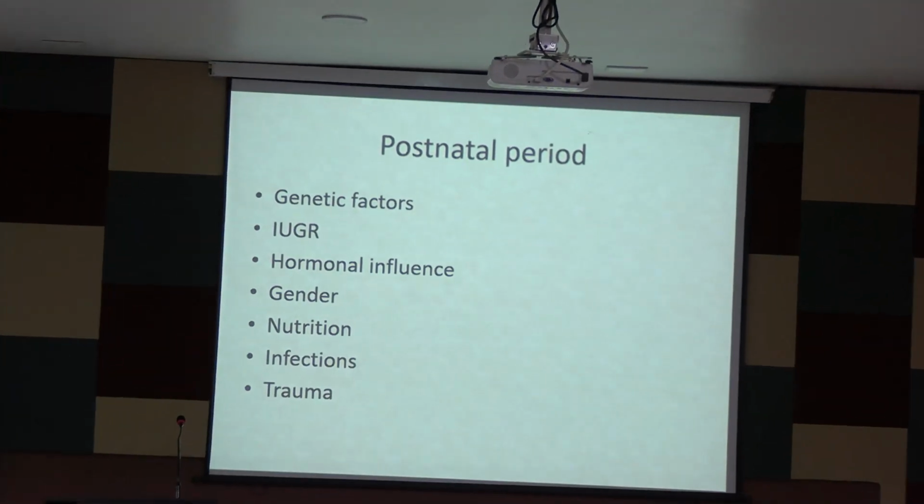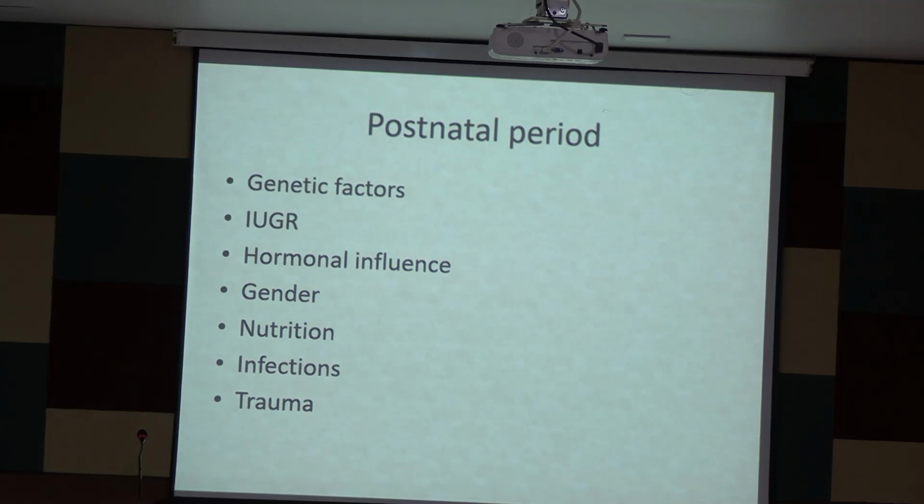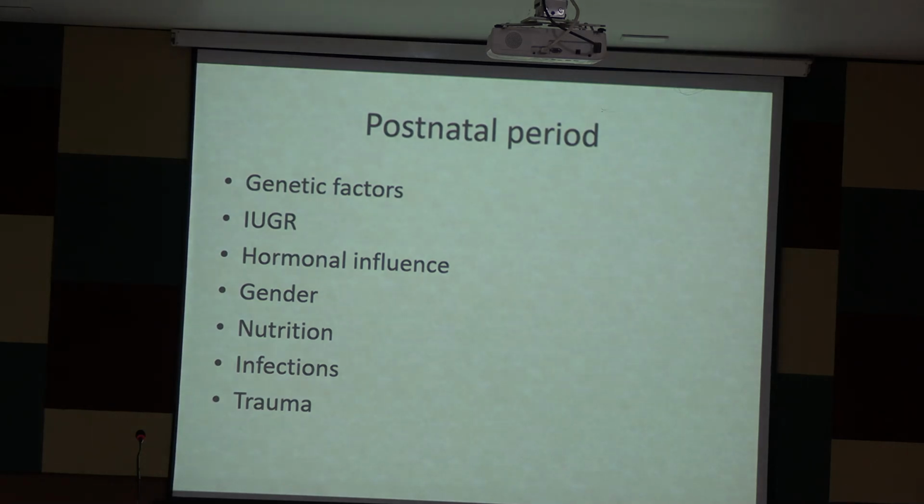Hormonal influence. I have told you that the most important hormone which controls intrauterine growth is insulin, but after birth it is mainly growth hormone and thyroxine that cause linear growth. Gender. I have already shown you a slide where the growth spurt was earlier in girls. This early growth spurt and shorter duration cause a significant difference of 13 centimeters from the boys. In boys the growth spurt occurs later, but ultimately the final height is more than girls, by 13 centimeters.